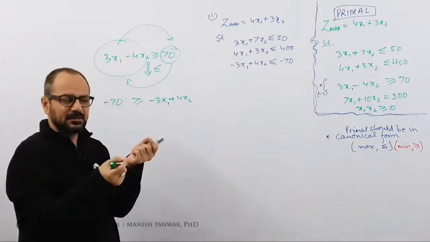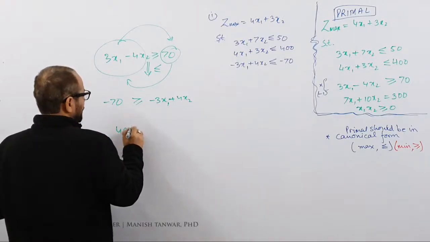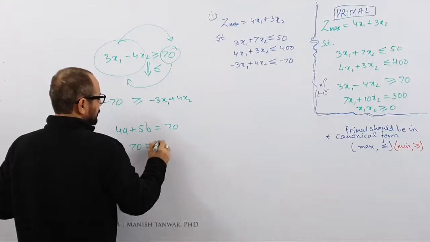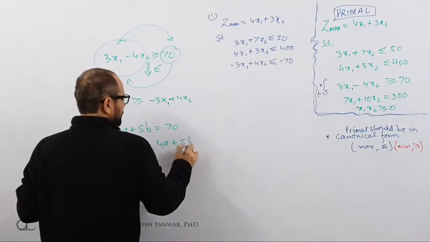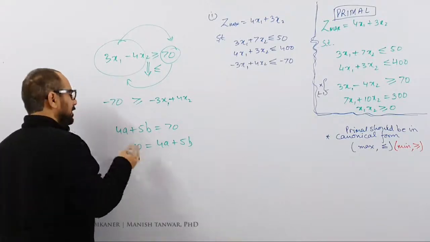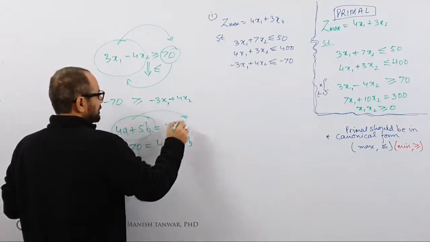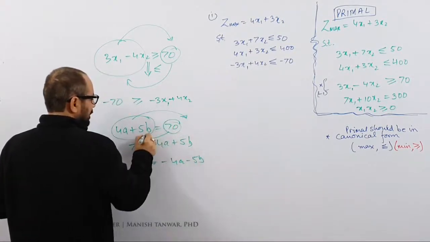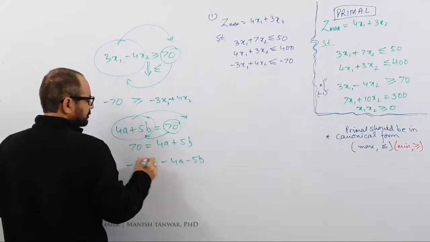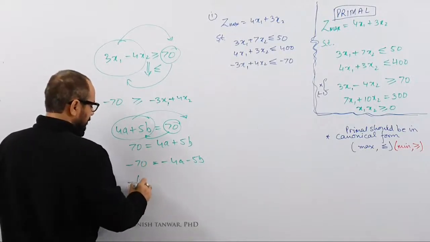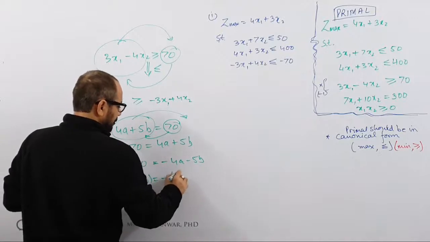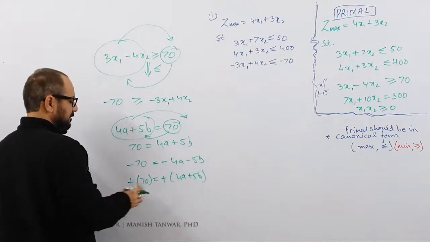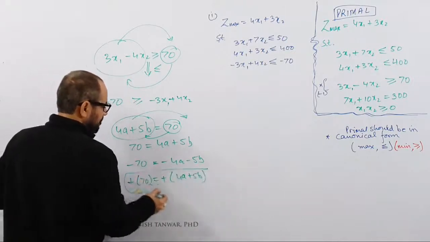Simply switching these sides. Obviously, 4a plus 5b is equal to 70. Can this not be written as 70 is equal to 4a plus 5b? These are one and the same. What you actually did was, you took this over there, so it became minus 4a minus 5b. And this 70 coming onto this side became minus 70. And then you took minus common from all these, and then these minus signs cancelled each other out. So you ultimately got this equation.